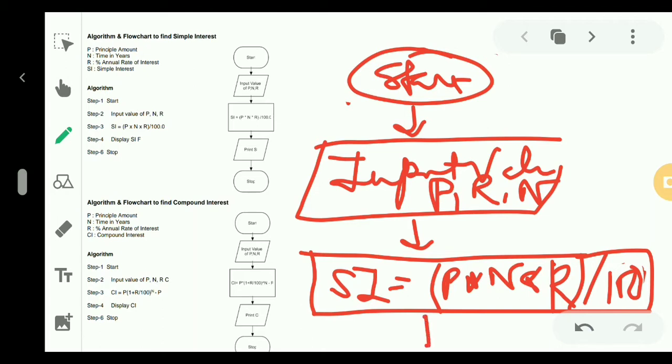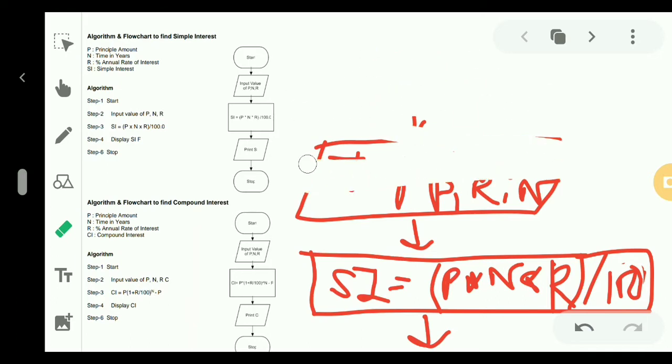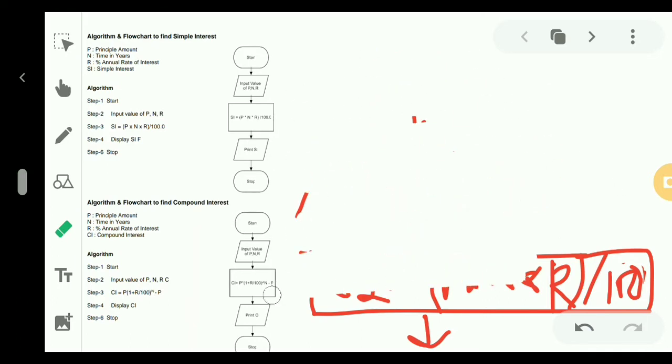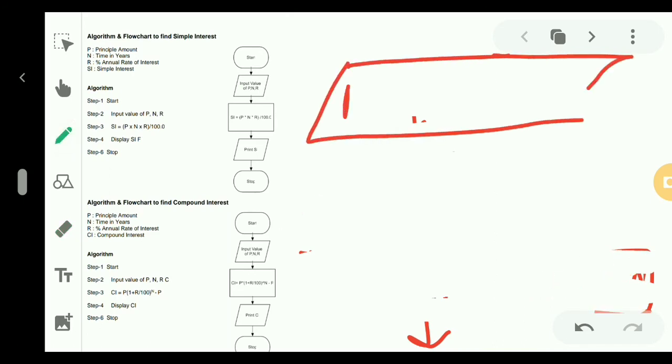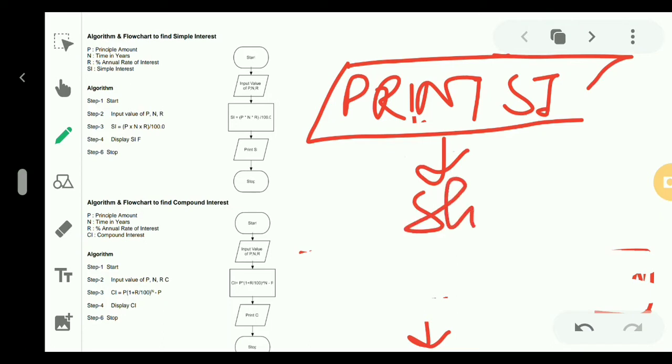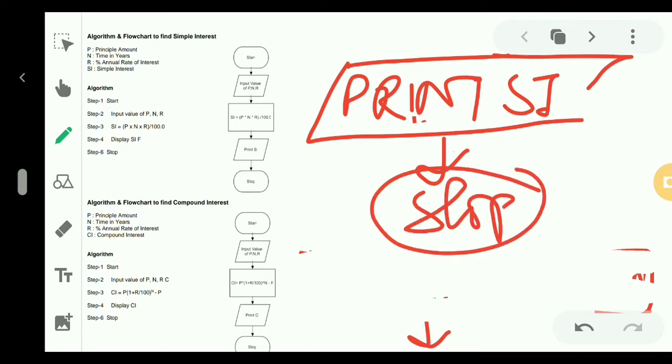There is a continuing data flow, then after that we write the print statement, that is print SI, then stop. The first flowchart is done.